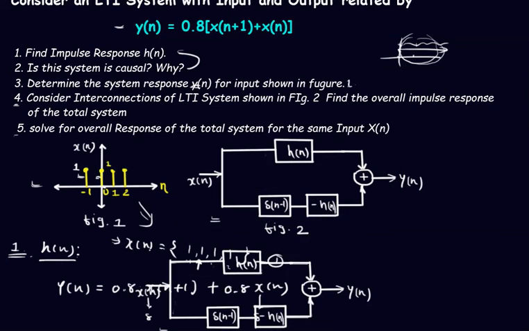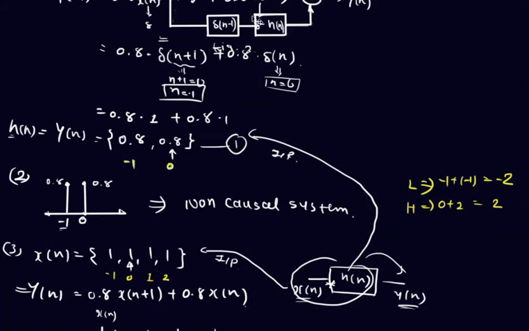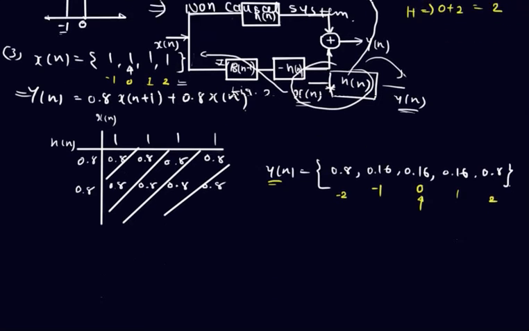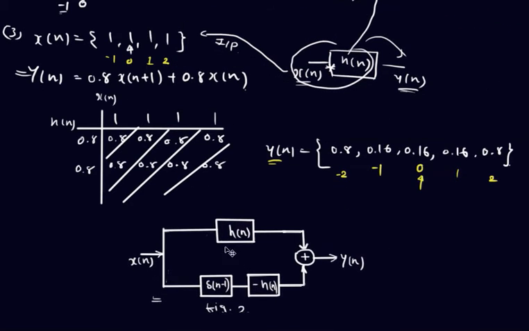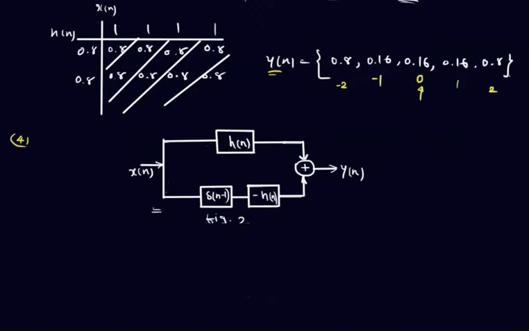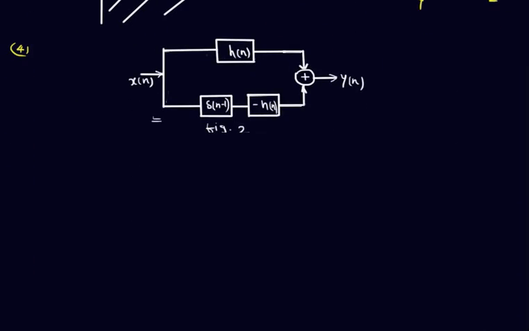Okay, this is our question, figure number 4. Now what we have to do is find the impulse response of this particular system. We have input x of n, we have output y of n, but we have to analyze this particular graph. So how can we analyze this kind of block diagram? We have already discussed in the previous lecture that two blocks in cascade will be convolved with each other.